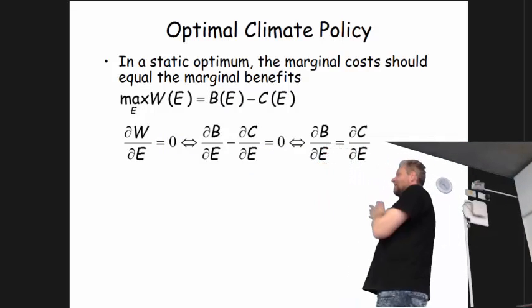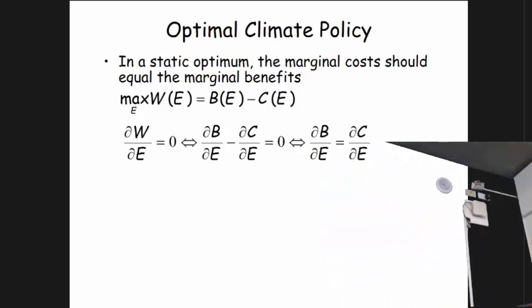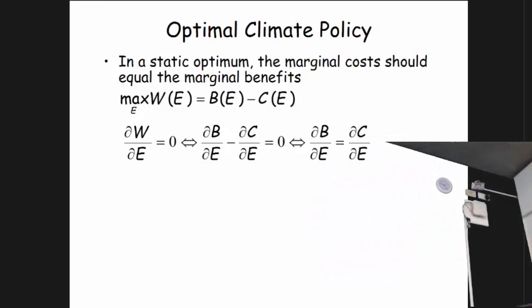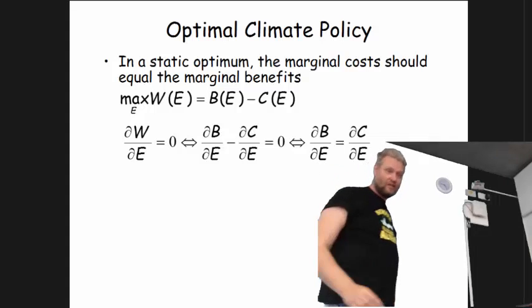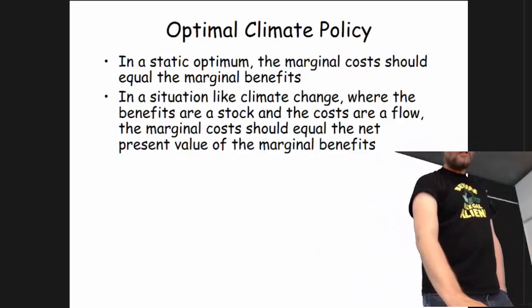Could also do it analytically, where you want to maximize welfare by choosing emissions E. Welfare is defined as benefits of emission reduction minus cost of emission reduction. It's an unconstrained optimization, so we simply set dW/dE equal to 0. So dV/dE minus dC/dE must equal 0, or the marginal benefits of emission reduction must equal the marginal costs of emission reduction. That is, if we do a static optimization.